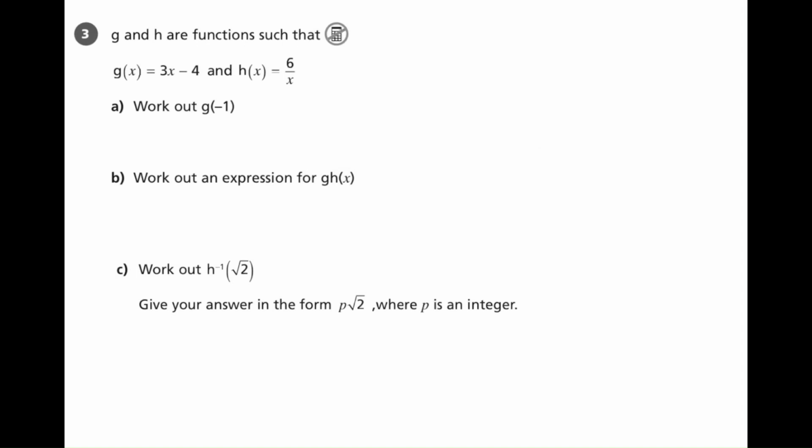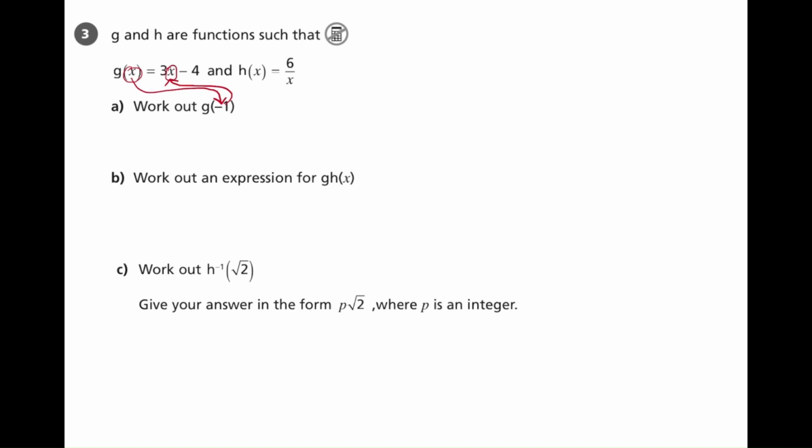In this question, we're looking at two functions, g of x and h of x. In part A, we need to work out g of minus 1. So the x value in g has been replaced with negative 1. So we substitute negative 1 into the function g everywhere we see x.